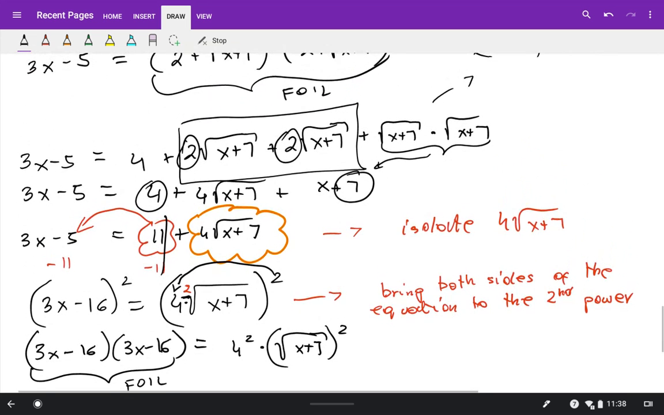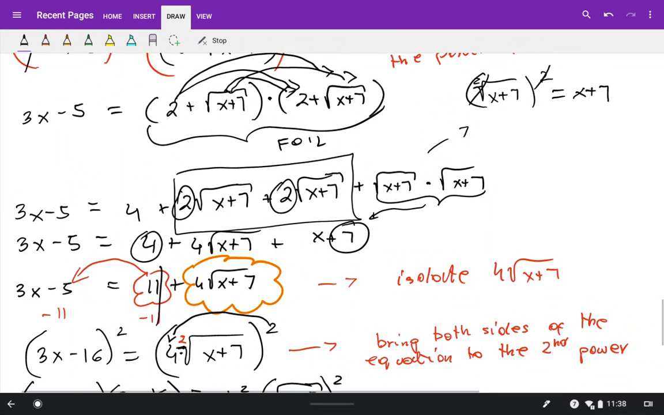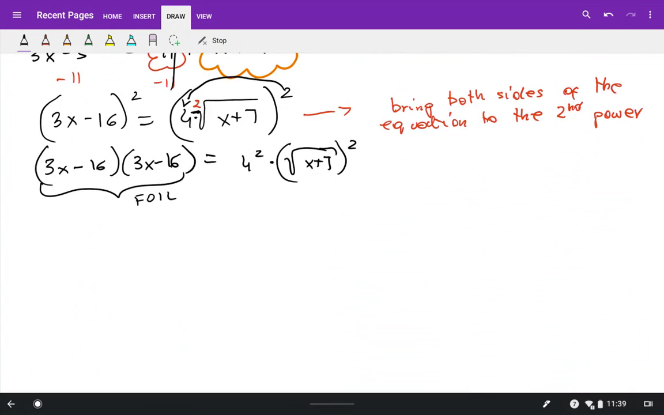It's plus 7. Okay, so let's FOIL that. We have 3x times 3x. That will give us 9x squared. Then we have 3x times negative 16. So 16 times 3, we have negative 48x. Then we have 3x times negative 16, which is also negative 48x. And then we have negative 16 times negative 16. That will give you 256.